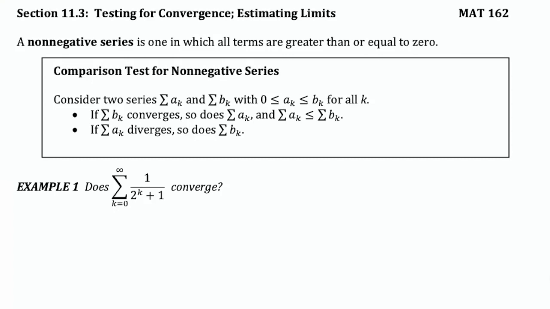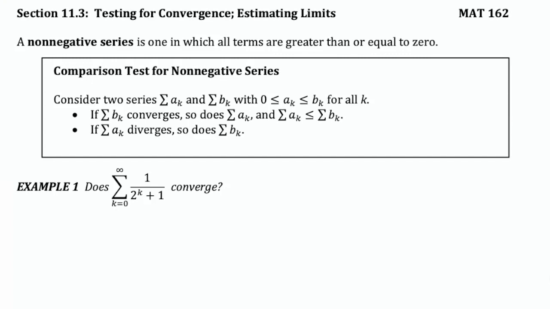In section 11.3, we're going to look at some more tests to use to determine if series converge or diverge. First, a definition. A non-negative series is one in which all terms are greater than or equal to 0. So it can be 0 or positive, but not negative. So here we have a basic comparison test.